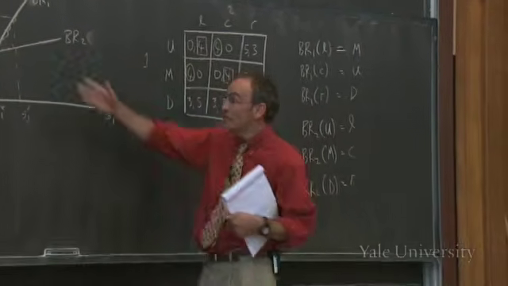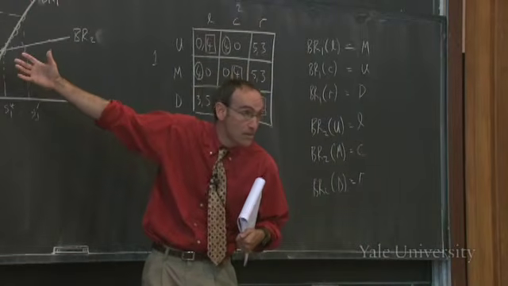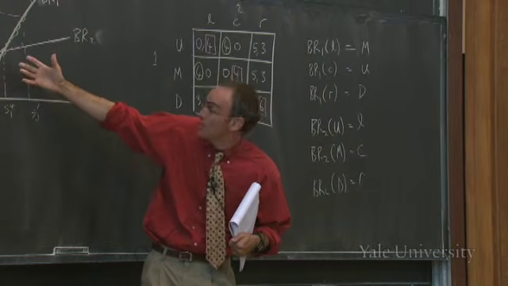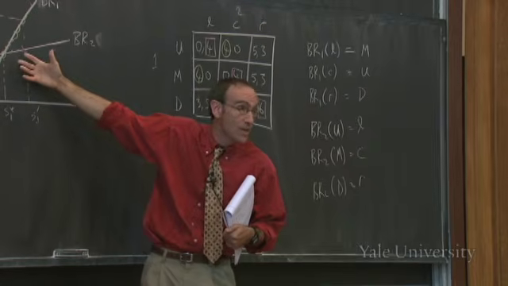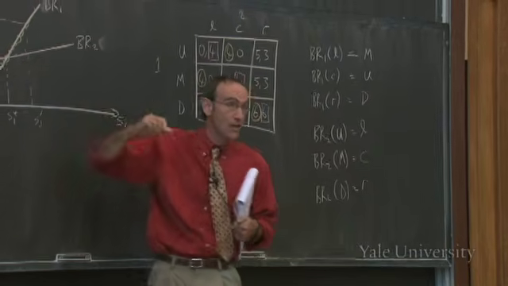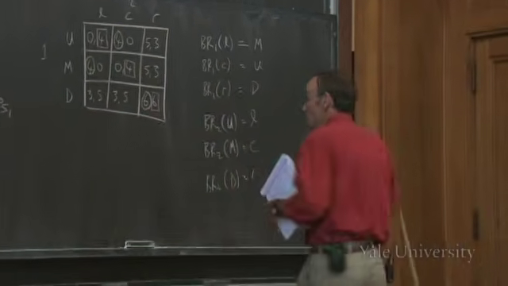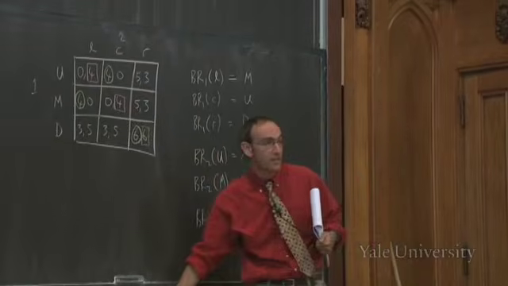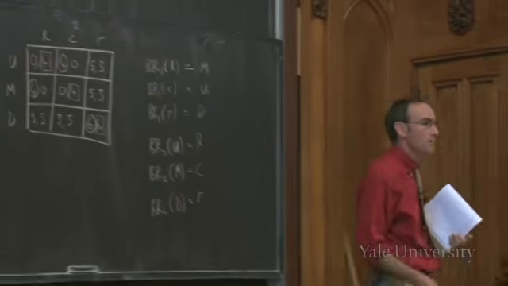And just as the Nash equilibrium must be where these best response lines coincided here, because that's the point at which each player is playing a best response to each other, all right?